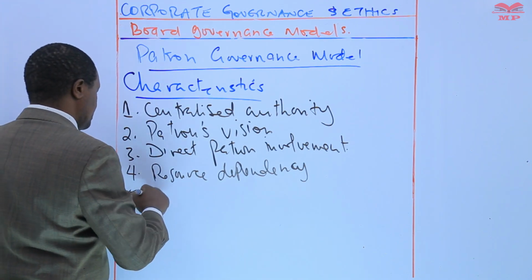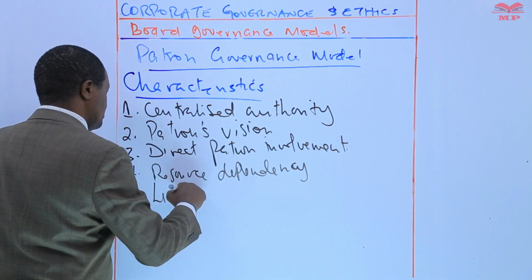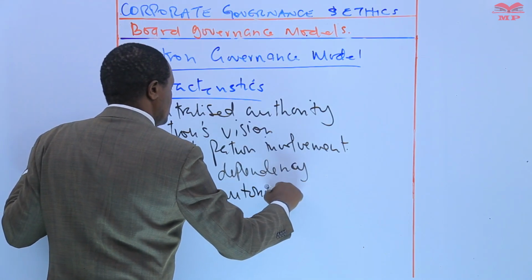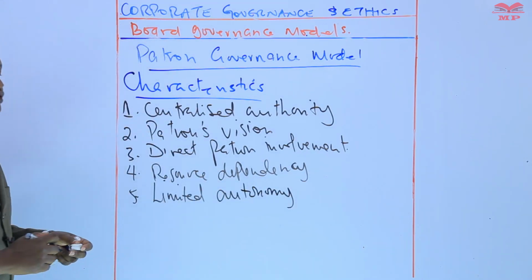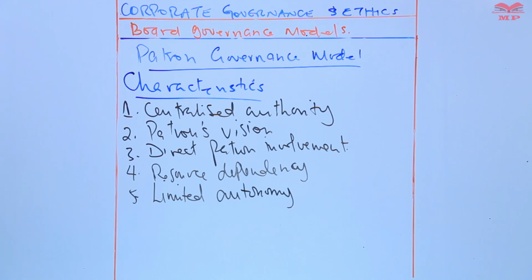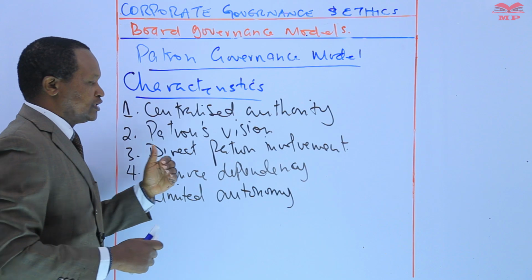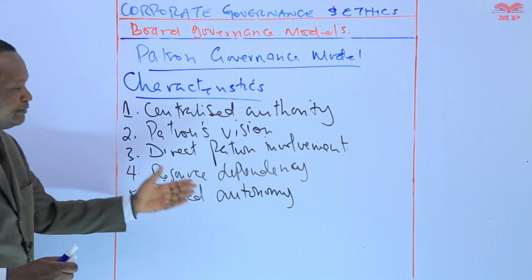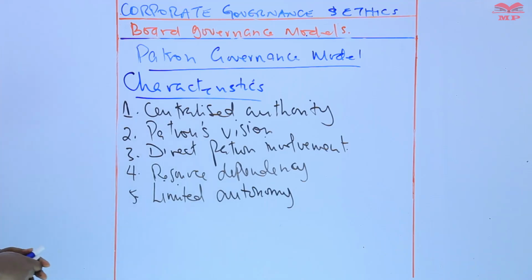Limited autonomy, number 5. Limited autonomy is yet another feature. Now, while organizations may have some degree of autonomy in day-to-day operations, its overall direction and major decisions are often subject to the patron's approval or influence.